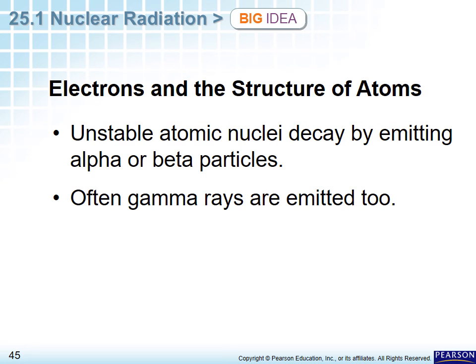Electrons and the structure of atom. Unstable atomic nuclei decay by emitting alpha or beta particles. Often gamma rays are emitted as well.